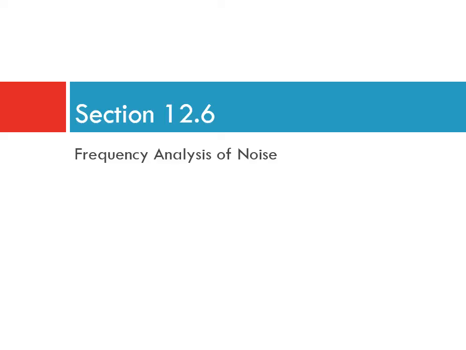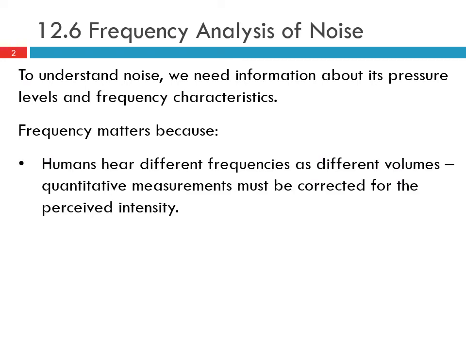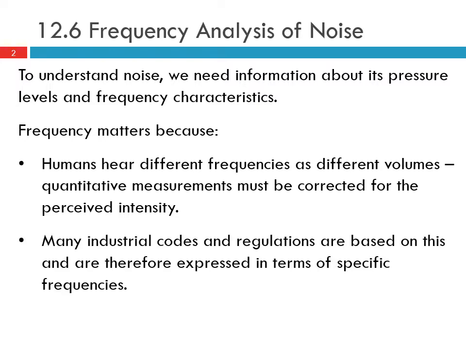In this section, we're going to talk about frequency analysis of noise. So to understand noise, we need information about both its pressure levels as well as its frequency characteristics. Frequency matters because humans hear different frequencies at different volumes. So quantitative measurements must be corrected for the perceived intensity. Different weighting scales have been developed to take these differences into account. Largely because of this, many industrial codes and regulations are based on this idea and are therefore expressed in terms of specific frequencies.